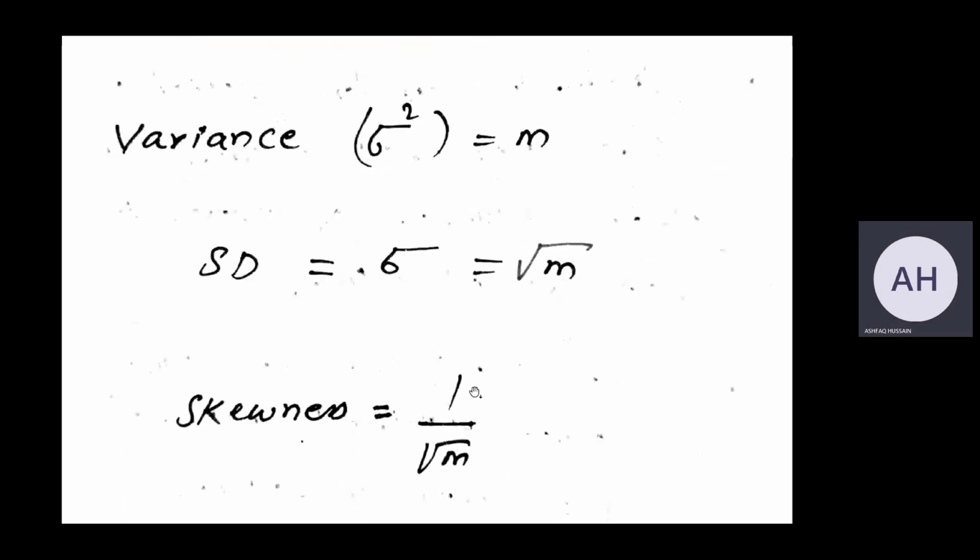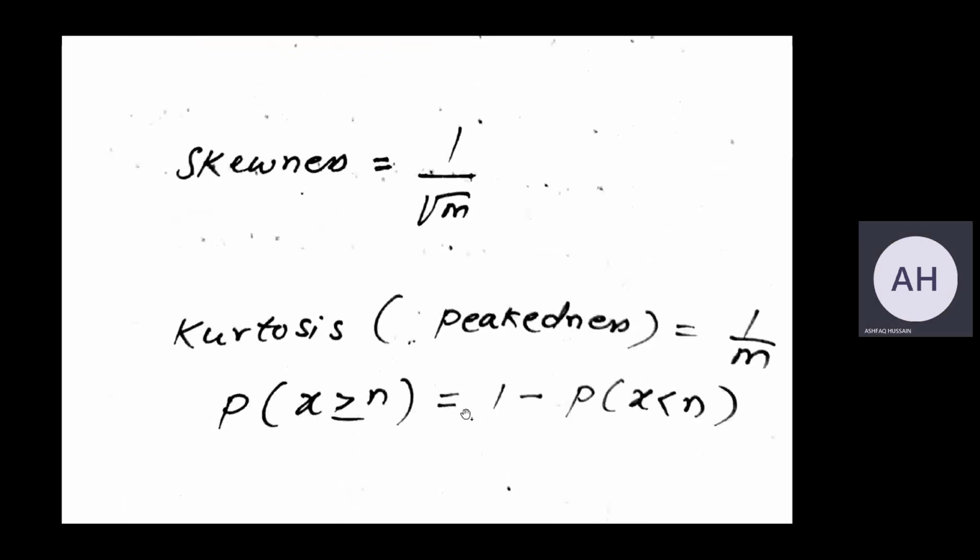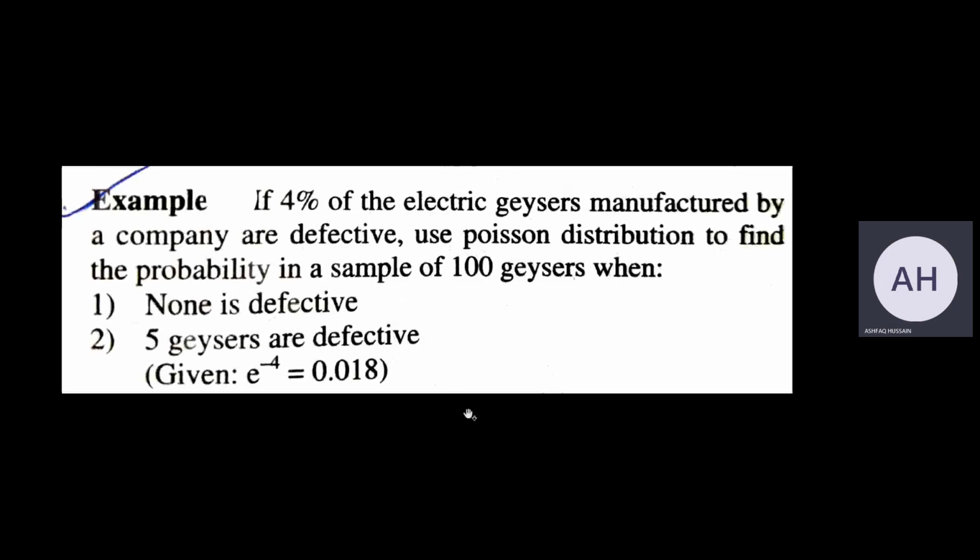We go to the first example. If 4% of electric geysers manufactured by a company are defective, use the Poisson distribution to find the probability, in a sample of 100 geysers, that first, none is defective, and second, 5 geysers are defective, given that e raised to minus 4 is equal to 0.08.